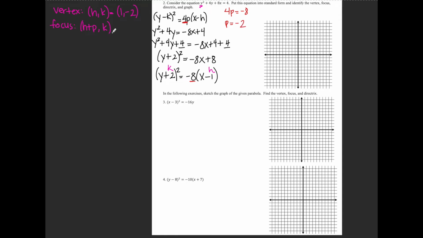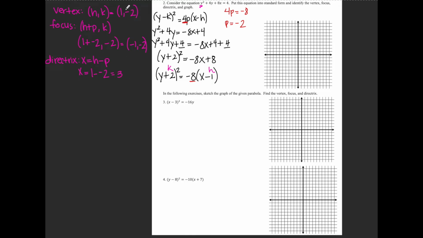So now I can use that to help me find the focus. So for the focus, I have h plus p. H was 1. P was negative 2, comma, k was negative 2. So that means the focus of this parabola is 1 minus 2, that's negative 1, comma, negative 2. The last thing that I need to find is the directrix. The directrix for this equation is x equals h minus p. We found that h was 1. We found that p was negative 2. So that means my directrix is positive 3.